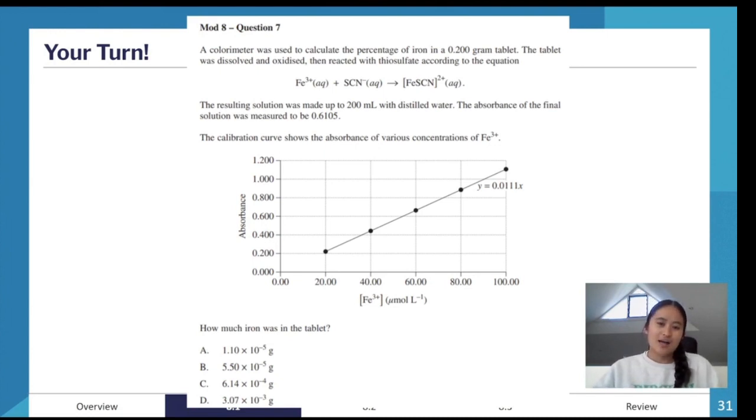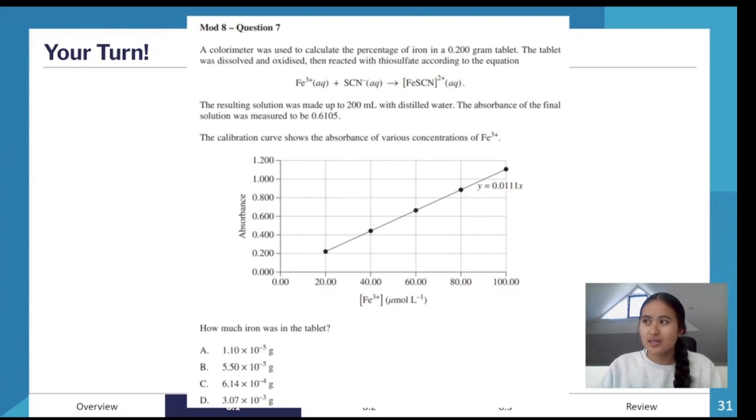Now, this would have sent me into a panic if I was in the HSC, because there is so much information being told to me. I've got some reaction that looks like complexation. I have 200 milliliters. I have an absorption. I have how many grams the tablet was originally. And then I've got this calibration curve. It's quite overwhelming, all of the stuff that's on the screen. But if you take it step by step, it's actually quite simple to figure out what's happening here.